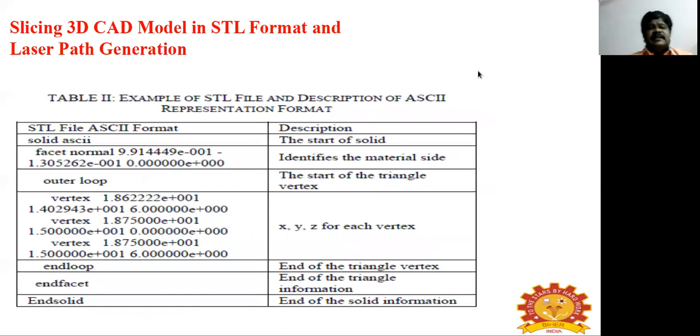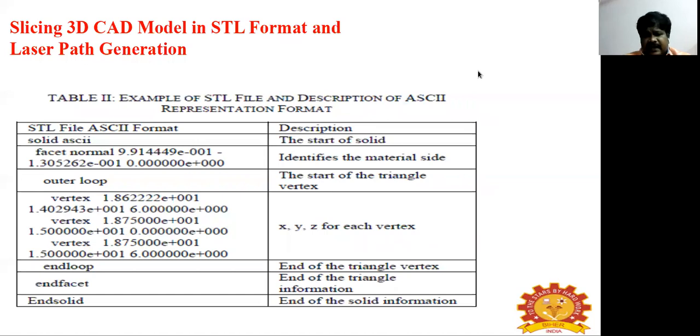So here you can see the slicing of the 3D CAD model in the STL format and laser path. An example of an STL file and description of the ASCII representation format: the STL file ASCII format. The first one is the start of the solid. The ASCII format is solid. We identify the material side, and the start of the triangle vertex, the ASCII format is the outer loop.